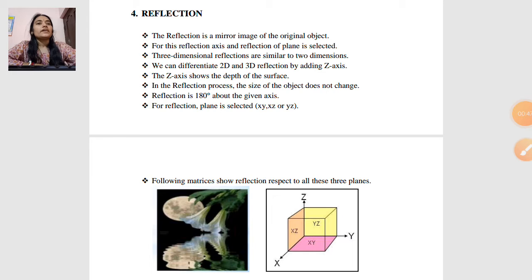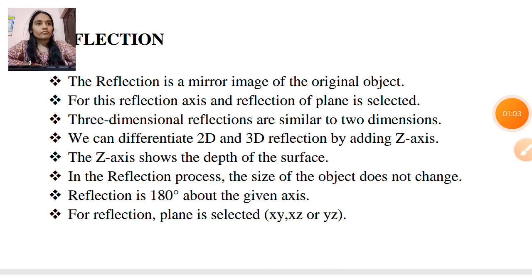Reflection. Reflection is a mirror image of the original object. The reflection concept we have also discussed in 2D geometry. For reflection, an axis and a plane of reflection are selected. That means in reflection, we select the axis about which we reflect the object and the plane in which we reflect the object.